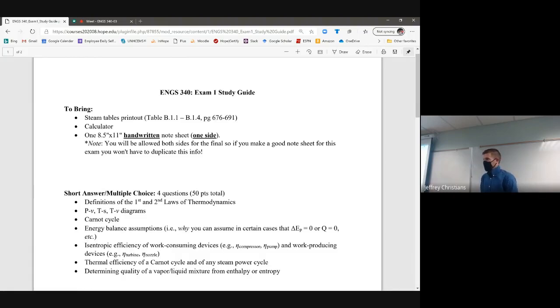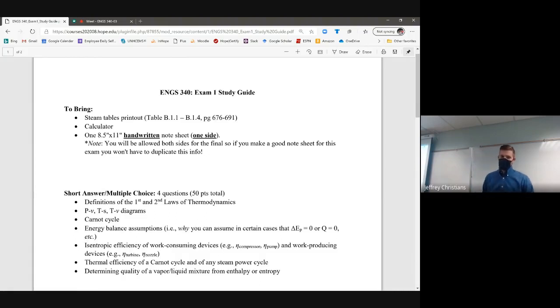I'm not super picky about that. Anyway, so I have it written down. I'm not gonna come and collect your note sheet. And if you wrote on the second side, -100, like, I'm not gonna do that.